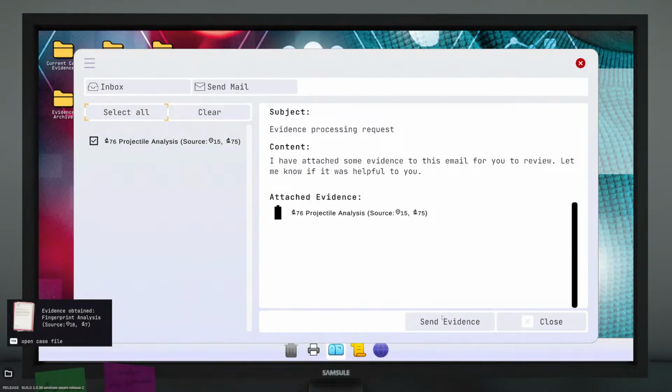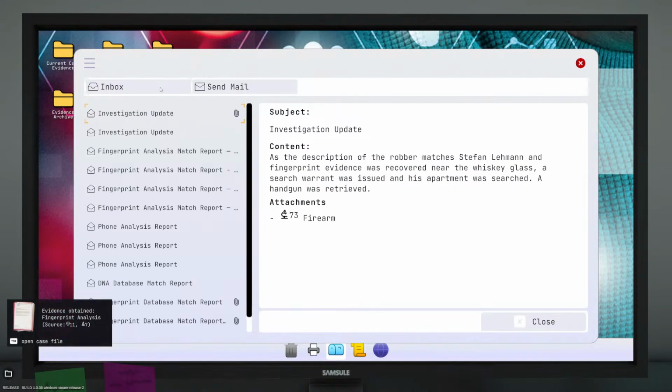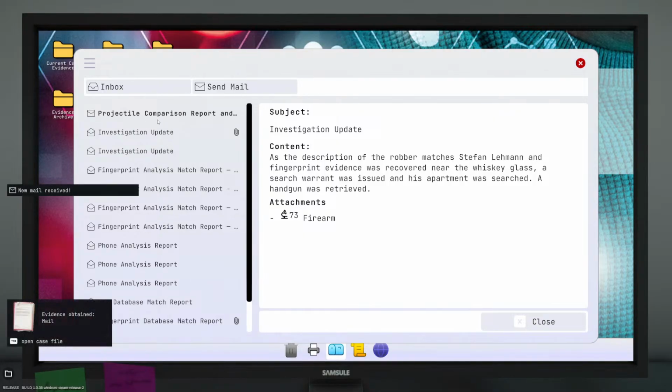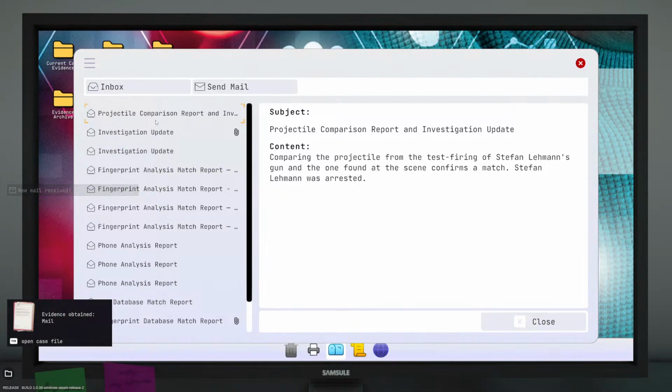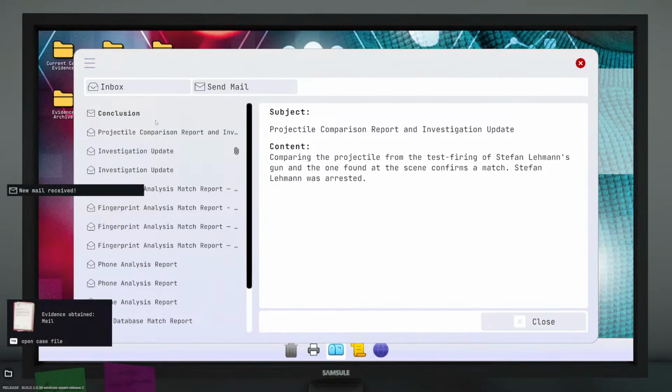Let's go ahead and send. Let's wait for our response. Okay, projectile comparison report. Comparing the projectile from the test firing of Stefan's gun and one found on the scene confirms a match. Stefan was arrested.